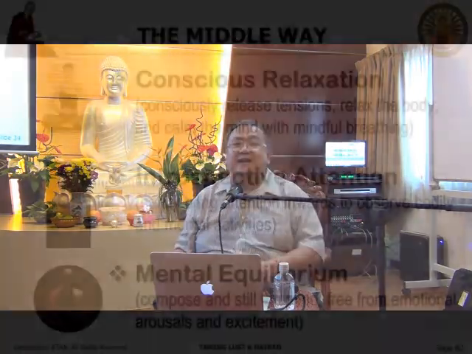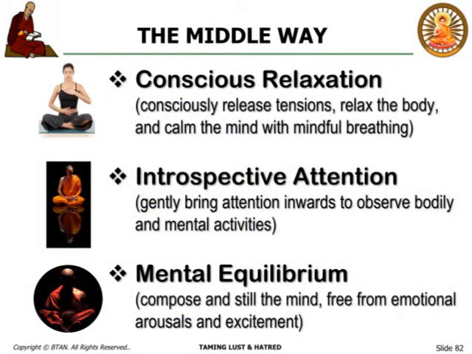This is how you can actually bring your mind to a state of equilibrium. And that is the mental equilibrium. To compose and still the mind. Bring the mind to a state of stillness. Stillness is samadhi. Samadhi, unfortunately, was commonly translated as concentration. And a lot of people still use that translation.